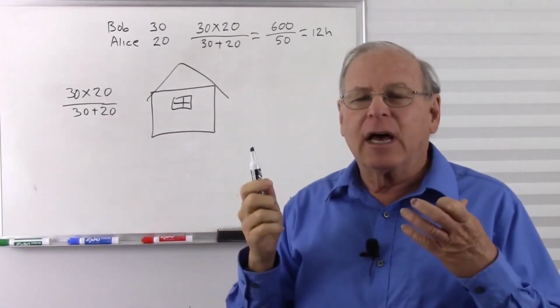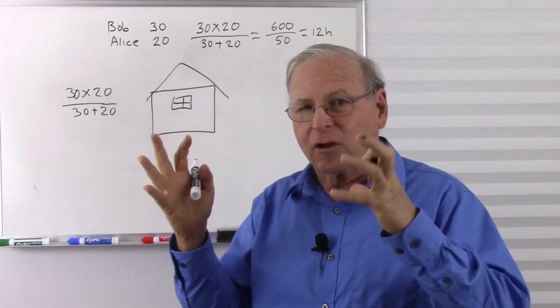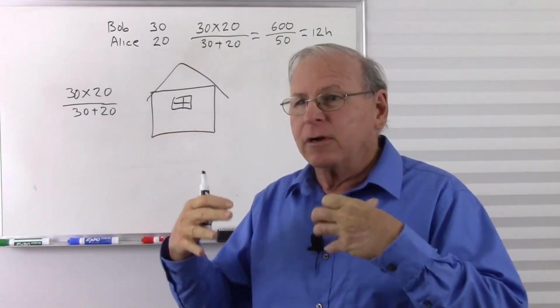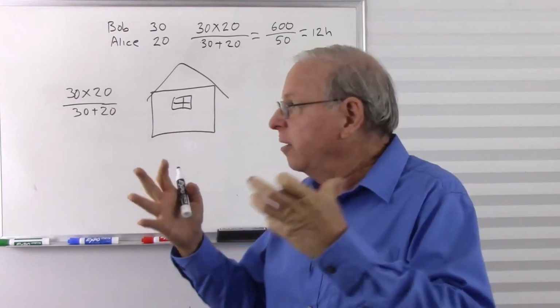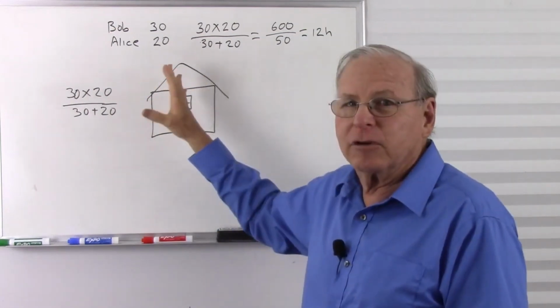So anytime we have a job being done where we have two entities doing it and we want to find out how long they take to do the job together, or anything similar to this, we can use that product over sum. So it's not only applicable to electronics.